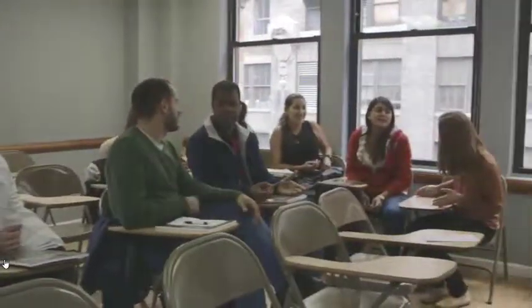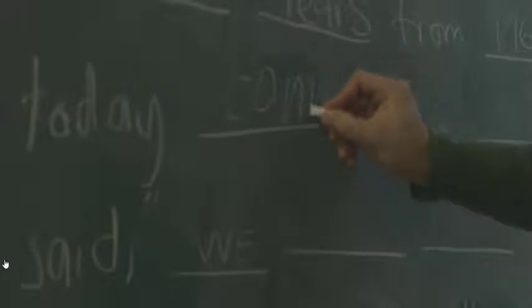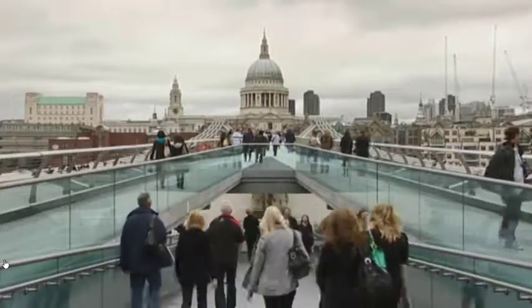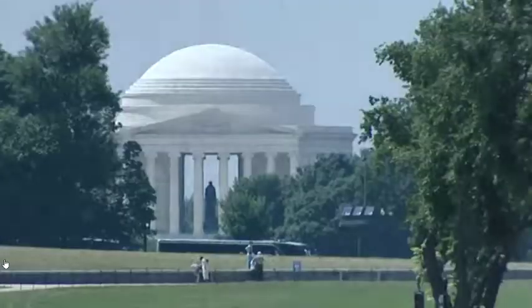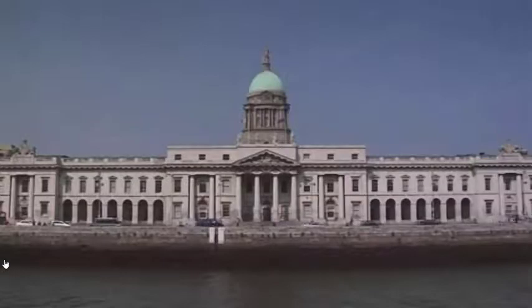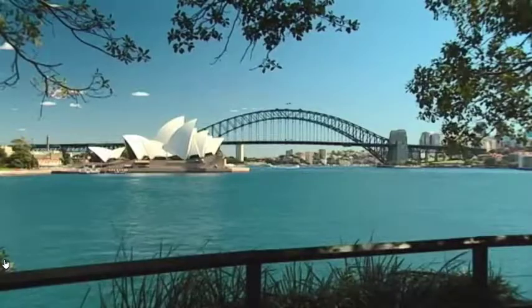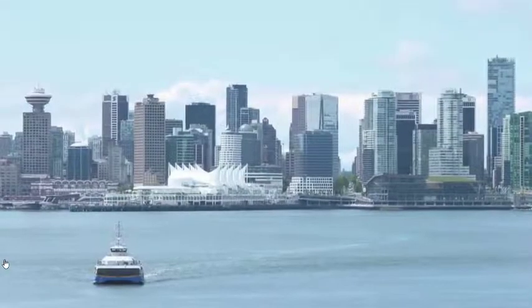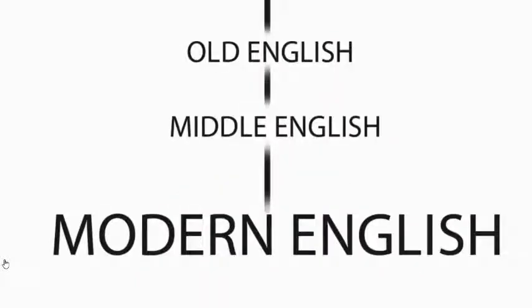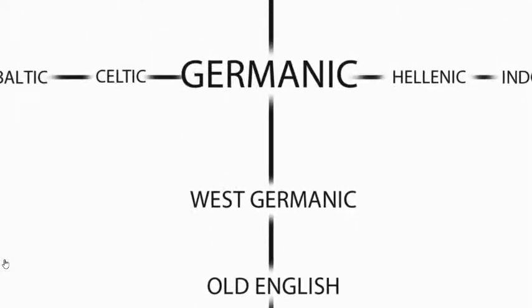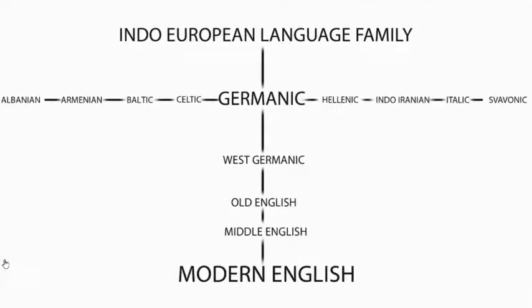The third most popular language is the one I'm speaking now, English. People who speak English as a first language can be found across the globe in countries like the UK, the USA, Ireland, Australia, Canada, and India. The 7,000 languages we use today are grouped into language families. English is a Germanic language and is part of the Indo-European language family.